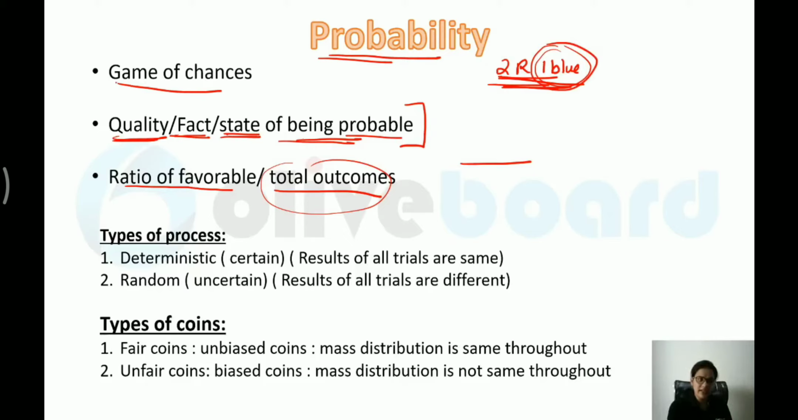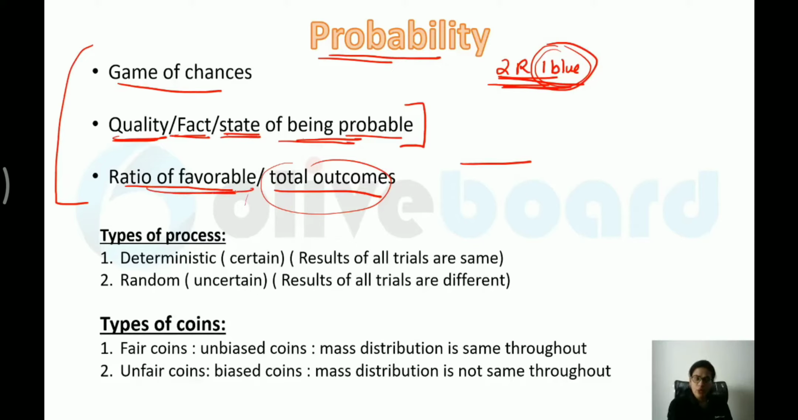So there are three ways you can define probability. Please remember, probability is a game of chances, and anything can be probable here. A fact can be probable, a state can be probable, or the quality of an object can be probable. Anything comes under the definition of probability, and you have to mark all of the above in that case. Or they may give you this definition.